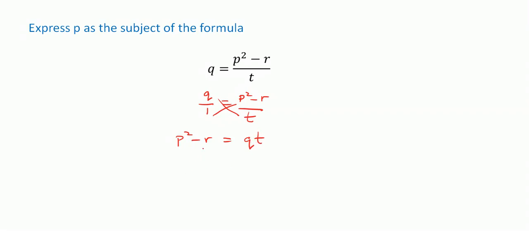And in order to get rid of this minus R, we have to add R on both sides of the equation, and this will become P squared is equal to QT plus R. And in order to get P as the subject of the formula, we need to find the square root on both sides of the equation. So this becomes P is equal to the square root of QT plus R.